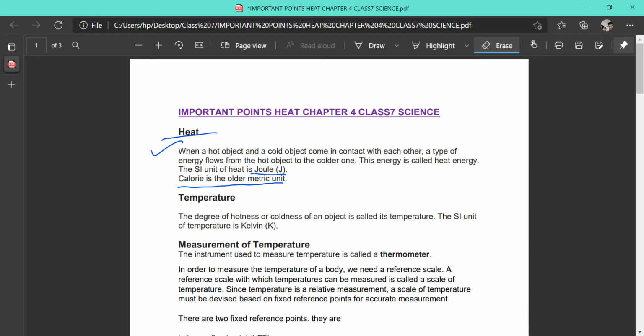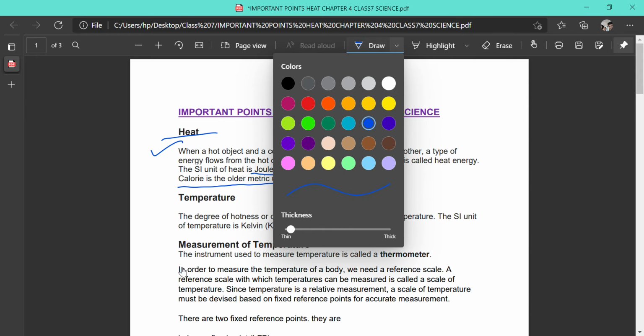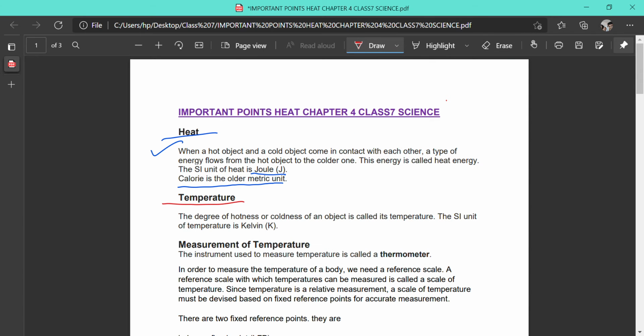For that, we have to know about temperature. So what is temperature, children? Temperature is the degree of hotness or coldness of an object. If a body is hot, the temperature will denote what amount of heat is present in it, and when the object is cold, it will say what is the minimum amount of heat present in it. But still there is a problem that we have to measure it.